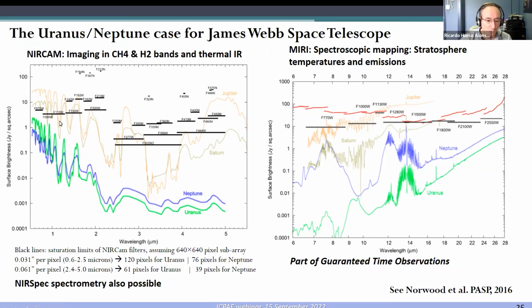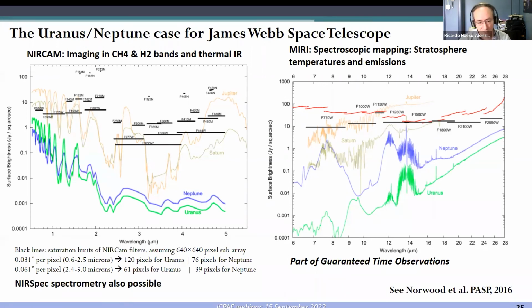Uranus and Neptune we can observe in all of these filters with the NIRCam camera and with the MIRI instrument in the mid-infrared. And so if we observe in different filters, we have different absorbing bands of methane and hydrogen, and we can study at which depths we are observing. And we can also observe with spectrometry at very high spatial resolution.